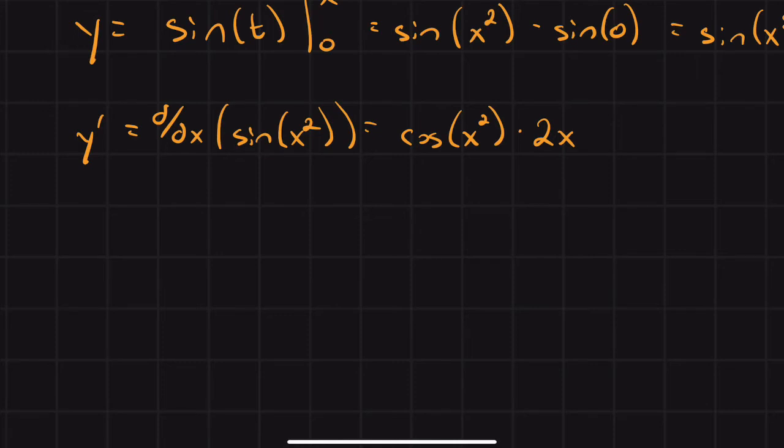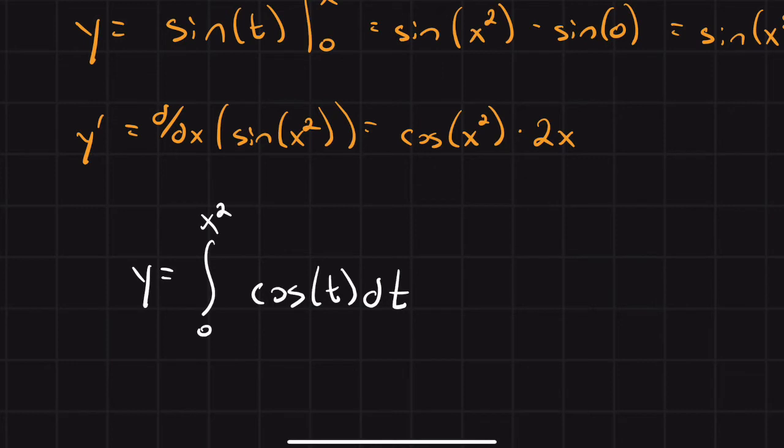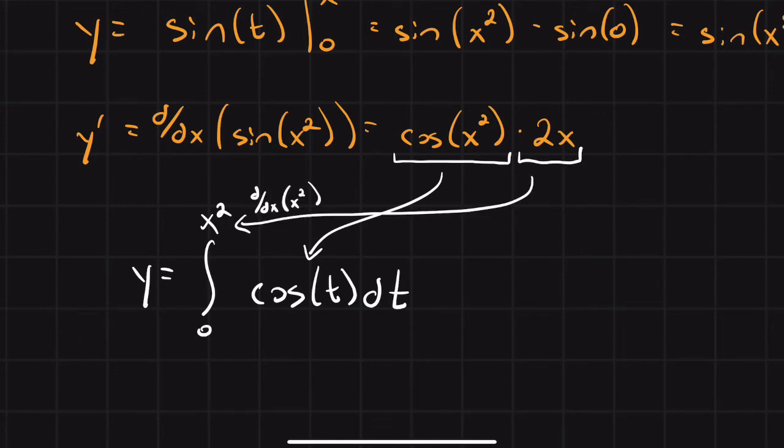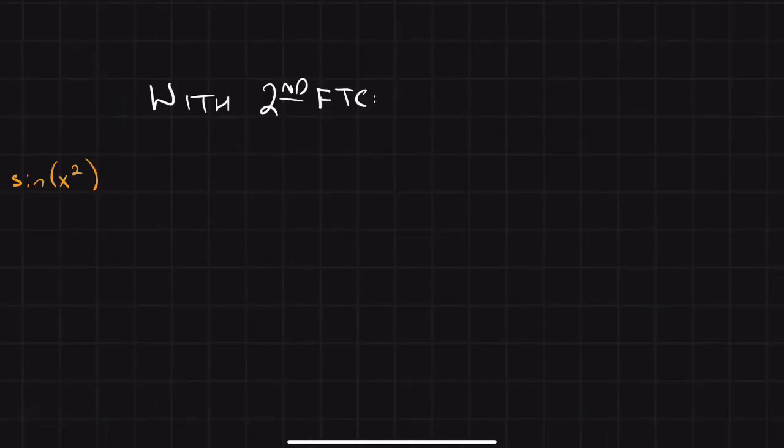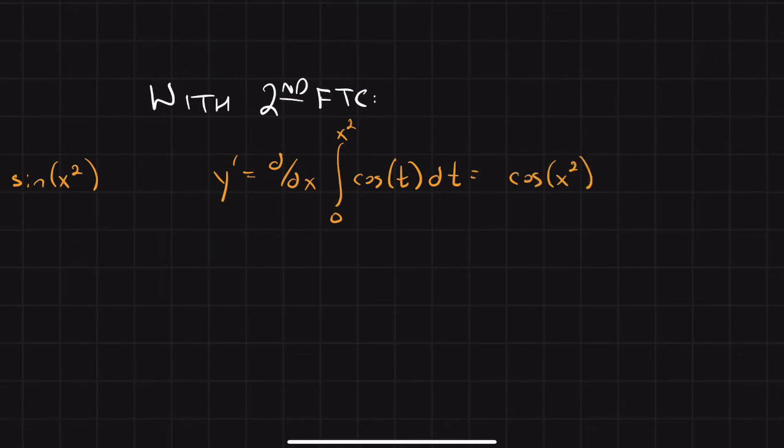Let's look at our answer and compare that to the original integral. In our answer, cosine of x squared, that function is the same function that was inside of the integral, with the top boundary plugged in for t. And then the 2x inside the answer is the derivative of that top boundary. So then, knowing that we're going to have to use chain rule, we can directly use the second fundamental theorem of calculus. So start by plugging the top boundary in for the t.